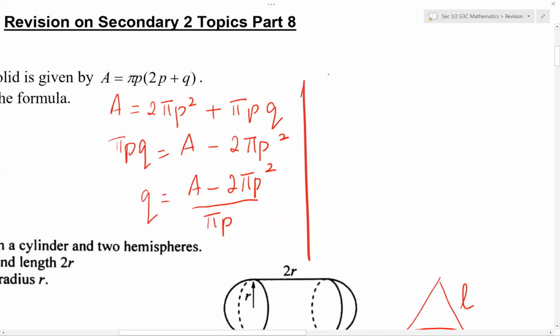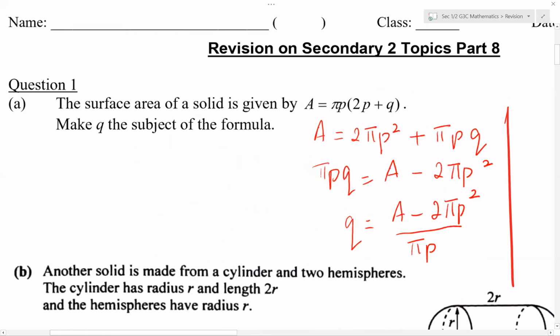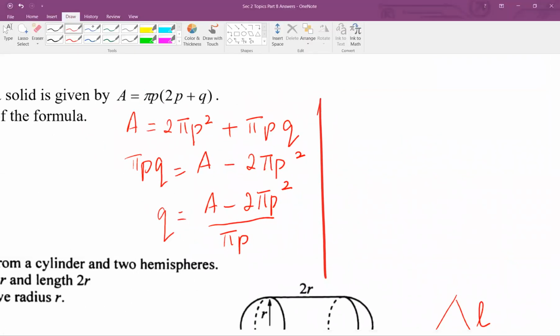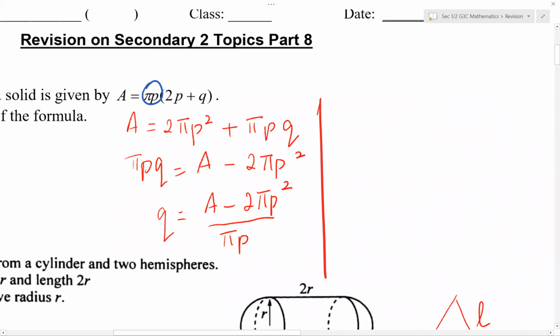Okay, so we start off with A equals pi times P, 2P plus Q. We want to make Q the subject. So I'm going to get rid of this pi P first. I'm going to get rid of it by dividing both sides by this.